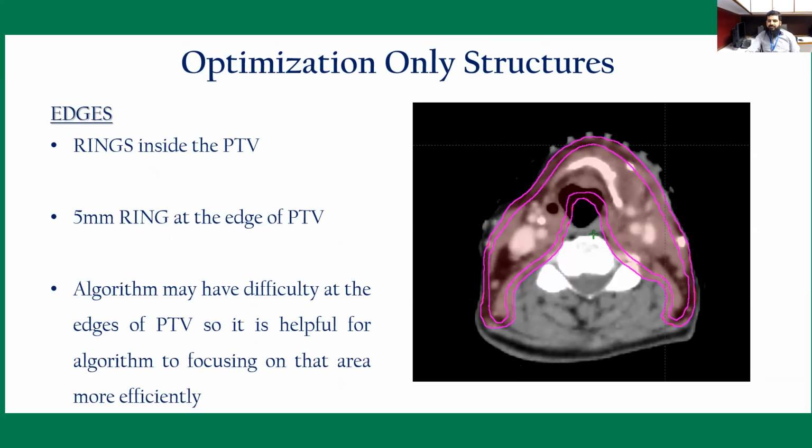Then we have edges, which are used for the optimization. Edges are basically rings, a band inside the PTV. When we use the algorithm for the normal structure, there is some chance of dose misses, with less coverage of the PTV at the edges. So we introduce this edge so that it helps the algorithm focus on that area more efficiently.